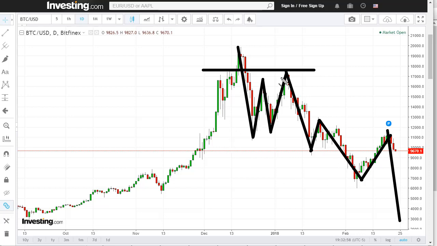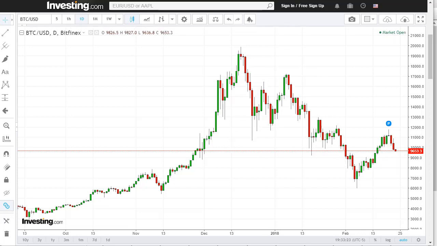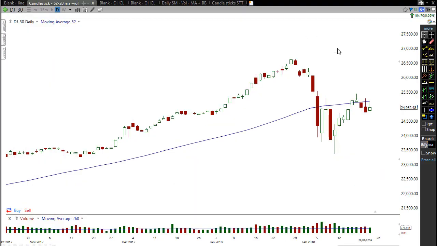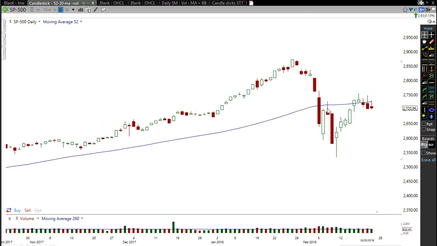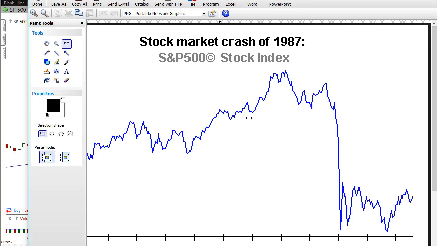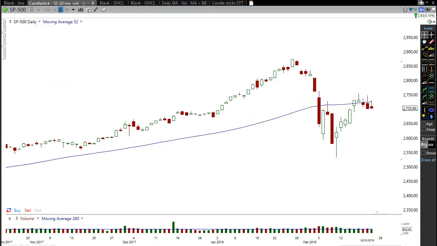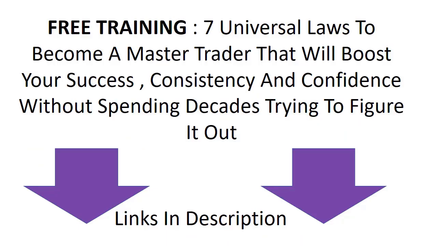As you can see, this is what the market does sometimes. That's what's happening right now, especially on the Dow Jones chart, and the Nasdaq did it as well, and the S&P 500 did as well. This is the S&P 500 chart here, on this 87 crash. So there we go, guys. That's the reason why this chart is very similar to the 1987 stock market crash.